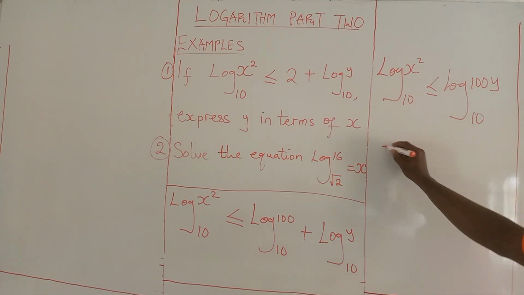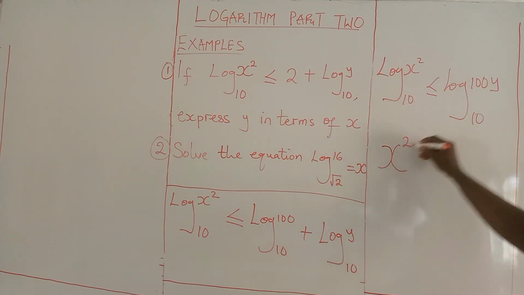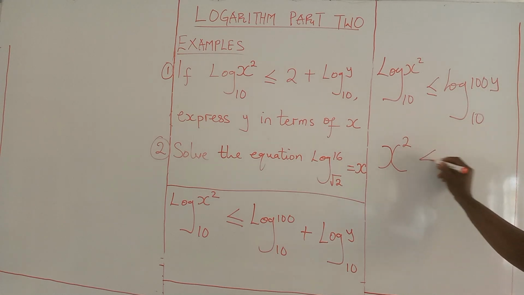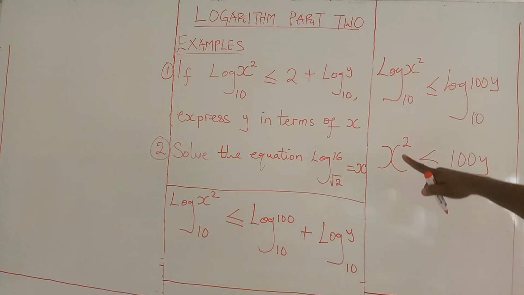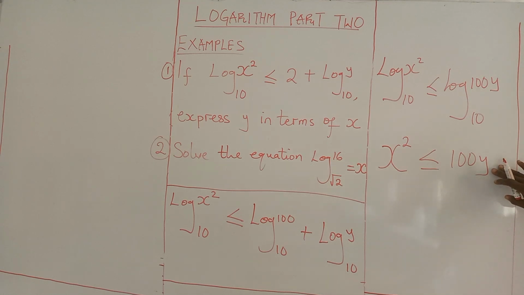So it therefore means that x squared must be the same thing as this, so less than or equal to 100y. And now we were asked to express y in terms of x, that is, make y the subject of formula. So the only way this y can stand alone is by dividing both sides by 100, so that it will cancel out and y will stay alone.